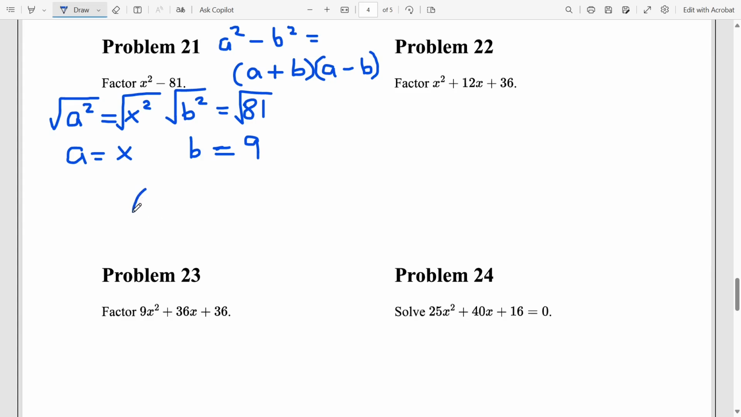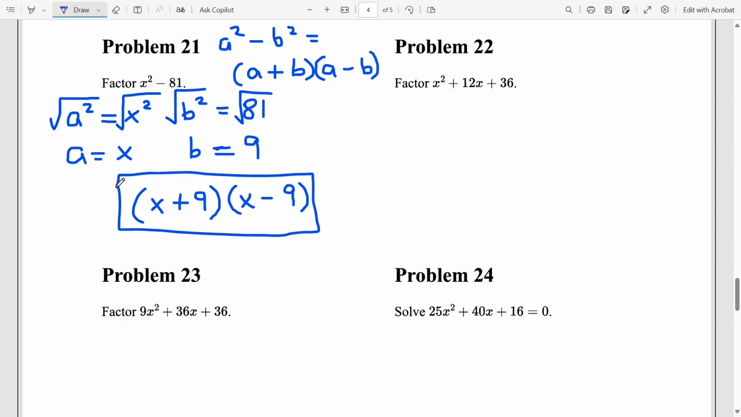So this is going to factor into x plus 9 times x minus 9. And there we go with that one.